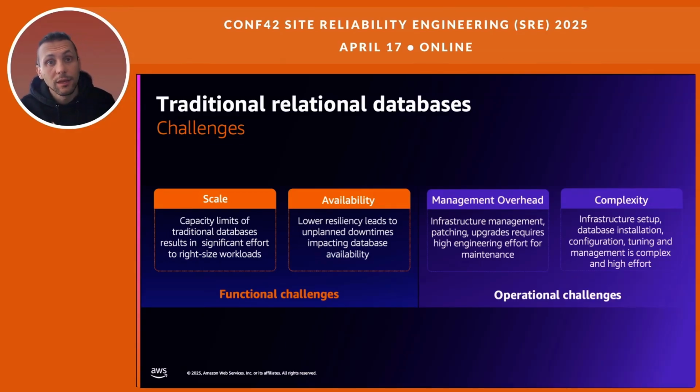Also availability, because it's a challenge, because now if you have only one server and that server goes down, we have lower resiliency that could potentially lead to unplanned downtimes, and it could impact your database availability. Of course, there are ways that you can have read-only replicas, and you can potentially help alleviate some of those concerns, but those are not very easy to manage, and there are a lot of pros and cons about that, right? So those are the functional challenges.